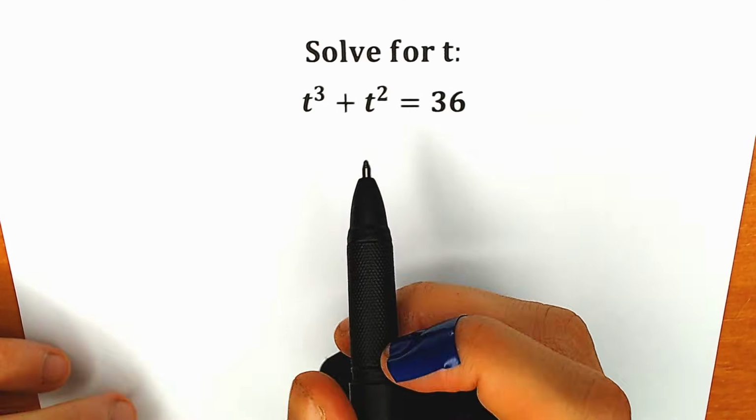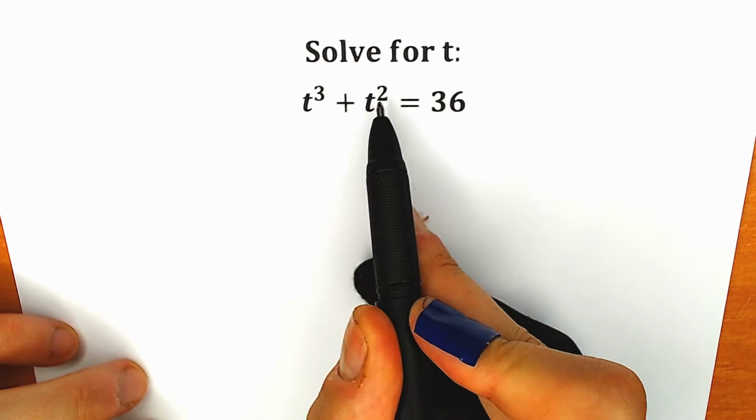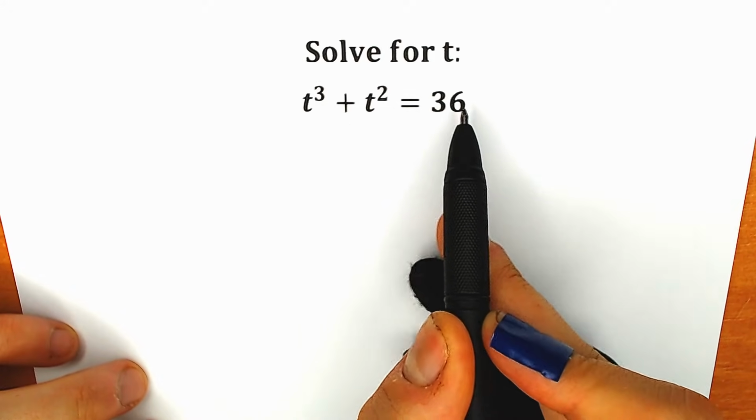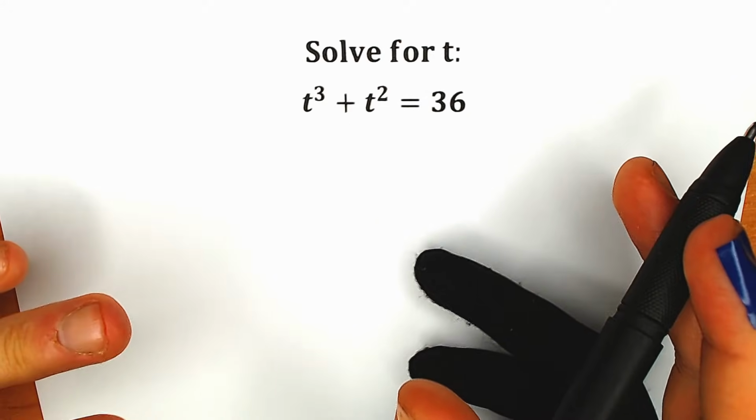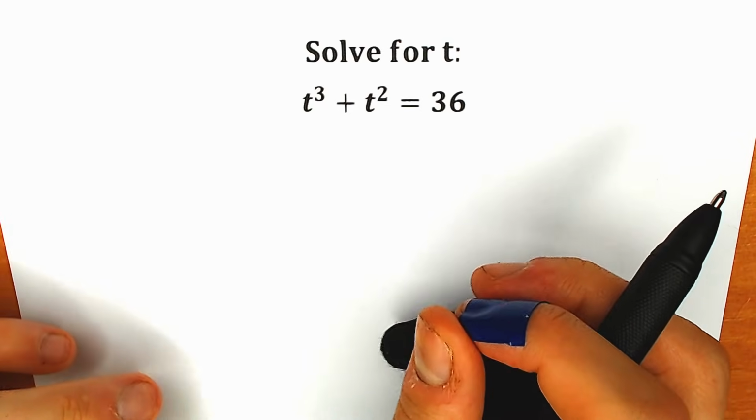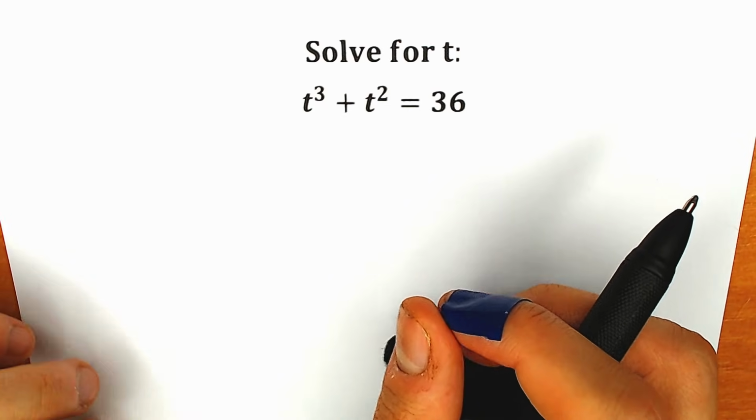Today we have a very interesting cubic equation: t cubed plus t squared equals 36. We need to solve this equation for t. So if you have your answer, you can also solve this question with me right now, and then we will check our solution, so it will be really interesting.